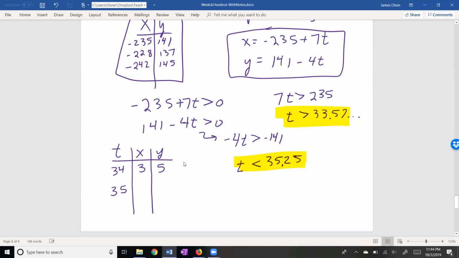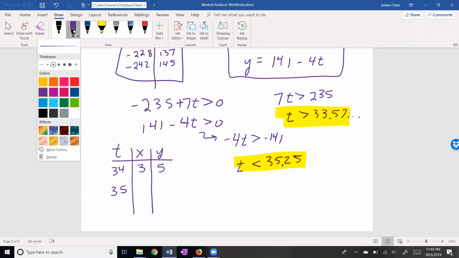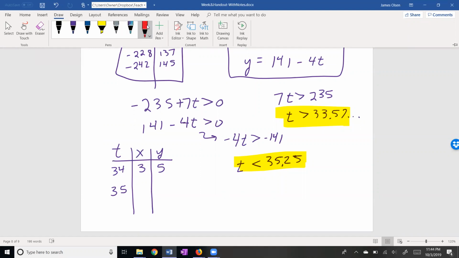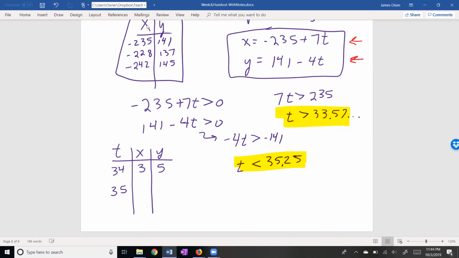If I substitute 34 in for t into these formulas up here, I get x equals 3 and y equals 5. Now let's substitute in t equals 35. The other ordered pair that's going to be two positive solutions is 10 and 1. Now let's do an applied problem.